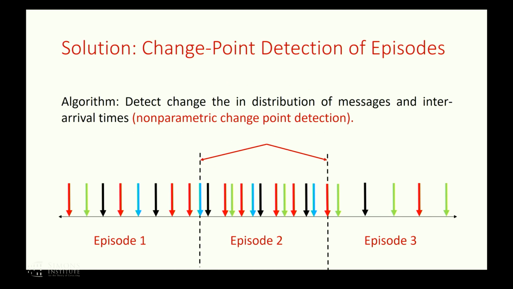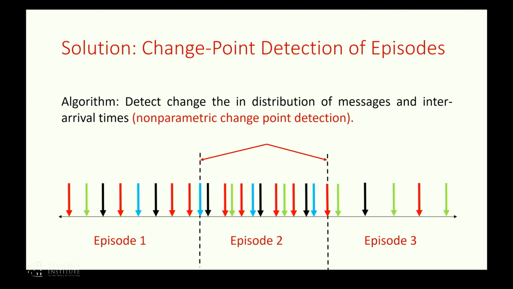So what is the algorithm? Basically, the algorithm is change point detection. I mean, it should have been obvious. Essentially, these are points where the distribution changes. There are two distributions involved here. One is the interarrival distribution of messages. If there are multiple events occurring, messages will be generated faster, and also the distribution over the messages themselves is changing. But it's a non-parametric change point detection.